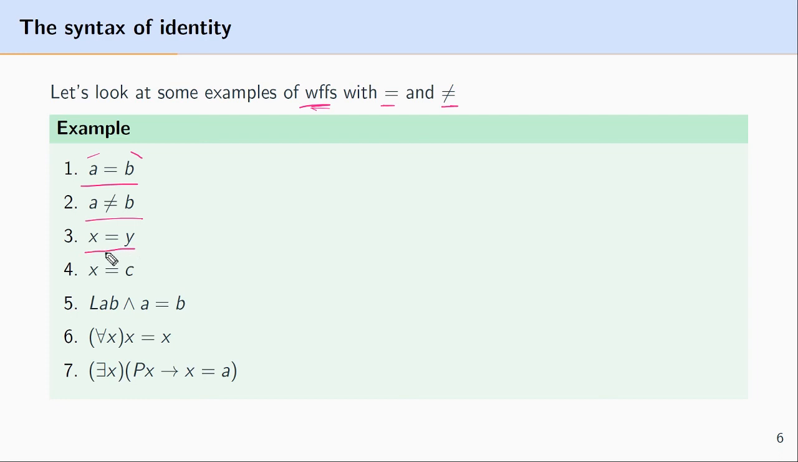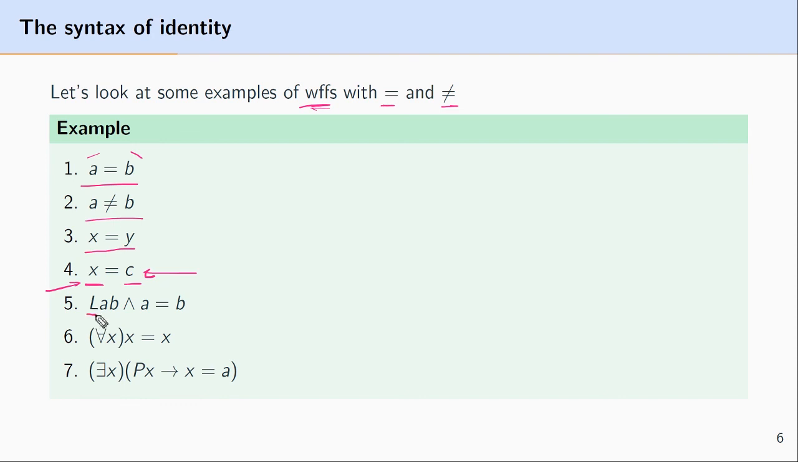At 3, we have X equals Y. Both are terms because variables are terms, and so the result is a well-formed formula. X equals C, we have a variable here which is a term, a name here which is a term, and we can put the equal sign between them, and it's a well-formed formula.